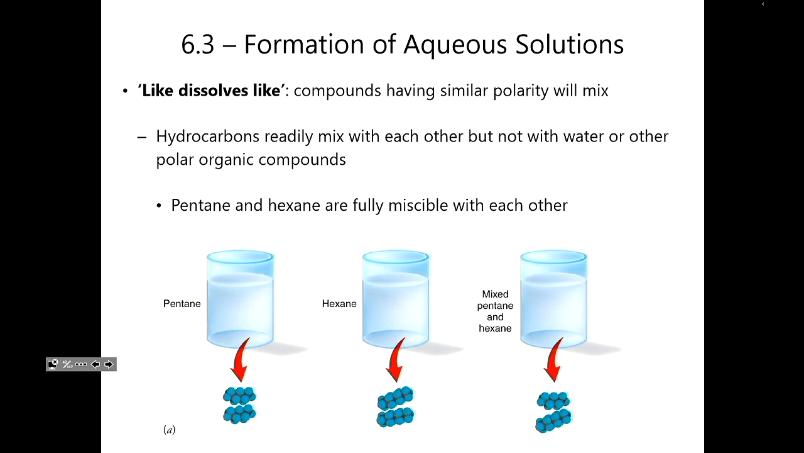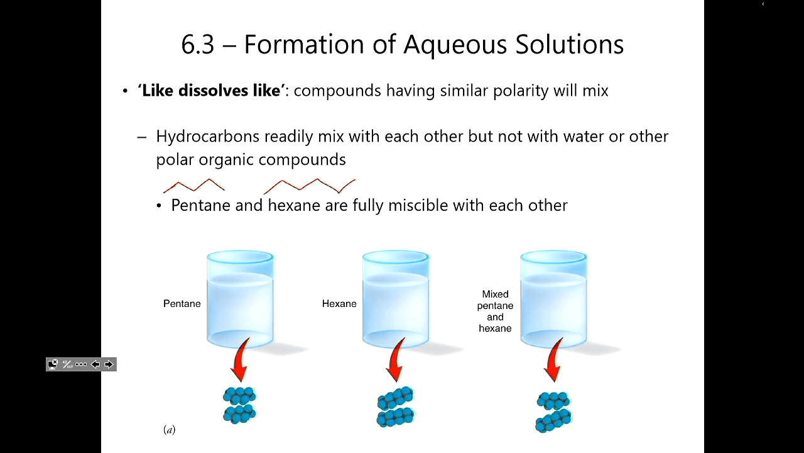So if you have a little container that has pentane, right? Everybody should know what pentane is. Yes, it's a little 5-carbon hydrocarbon, right? 2, 3, 4, 5. And then hexane is 2, 3, 4, 5, 6. The difference is 1 carbon, right? They're both hydrocarbons. They can readily interact with each other.